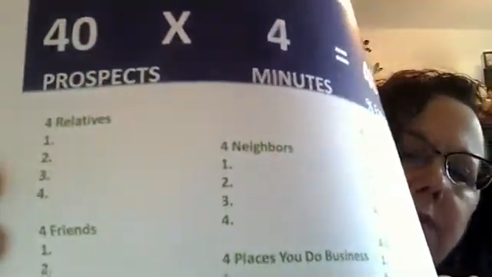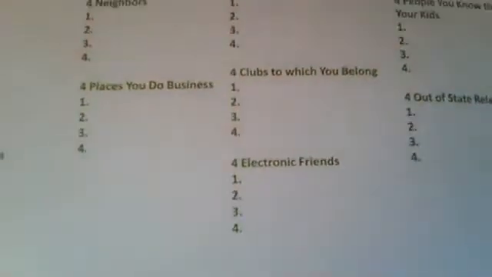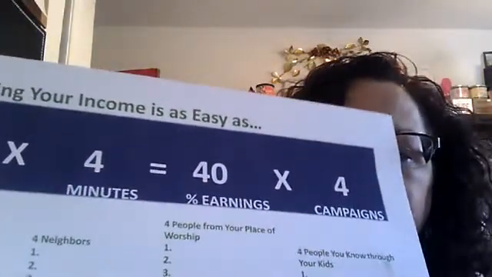Okay, and when you get started, I always say watch and figure out who your warm list is and who you want to share the opportunity with. A great way to do that is we have the 40 by 4, and I say take 4 minutes, just 4 minutes, and fill this out, so that you will know the 4 relatives, 4 neighbors, 4 friends, 4 places you do business with, 4 co-workers, 4 electronic friends, 4 clubs to which you belong, 4 people from your place of worship, 4 people you know through your kids, 4 out-of-state relatives. So it's a really great way to get your warm list started.